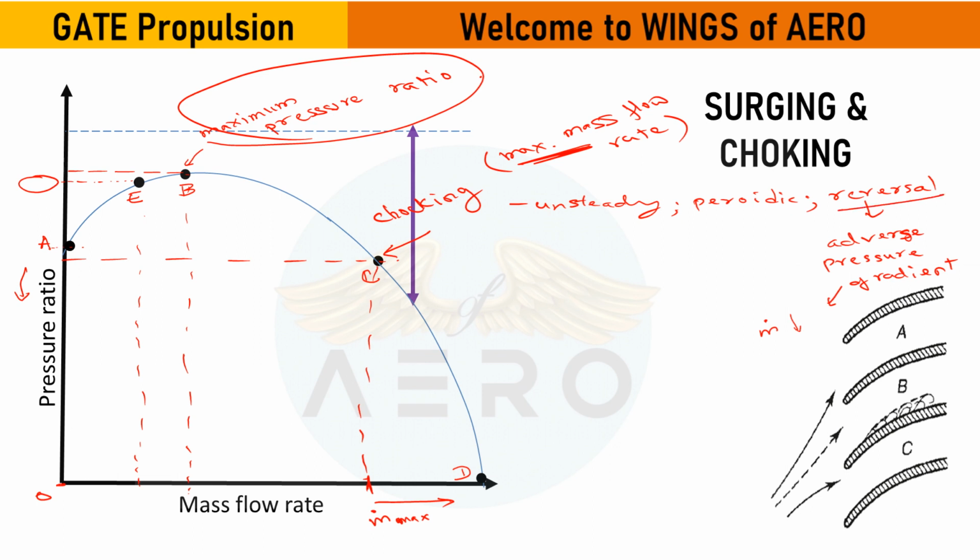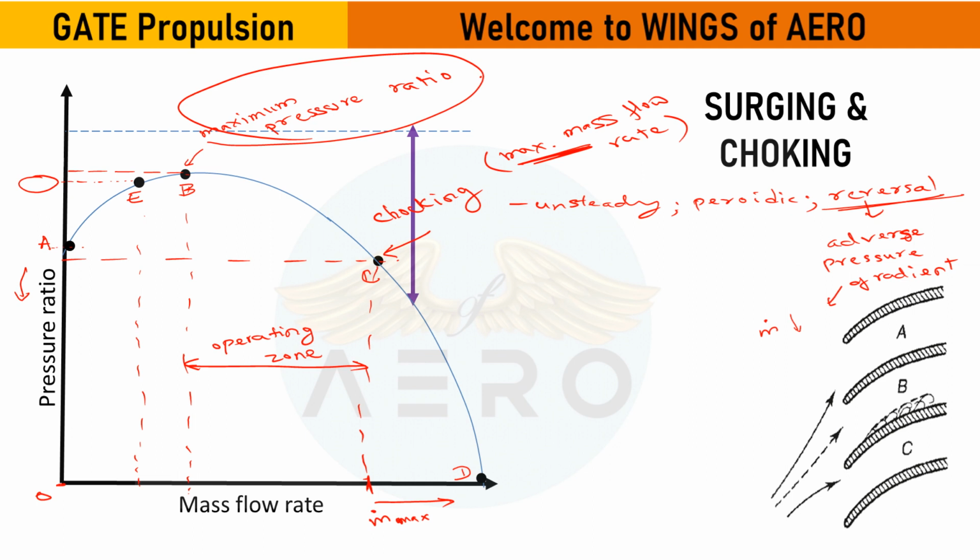The reason surging and choking are quite interconnected is that again there is some reverse flow, and due to the reverse flow the pressure is building up, and we can call it the pressure ratio is adversely increasing, okay. So B to C is the point where we call the ideal operating zone, where the pressure ratio should ideally lie.